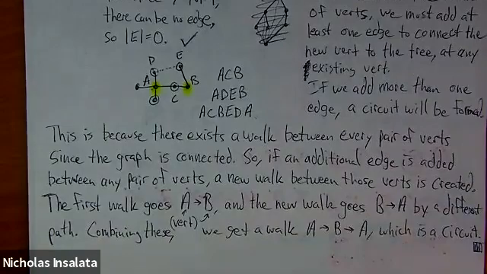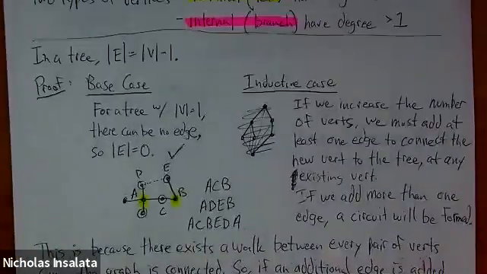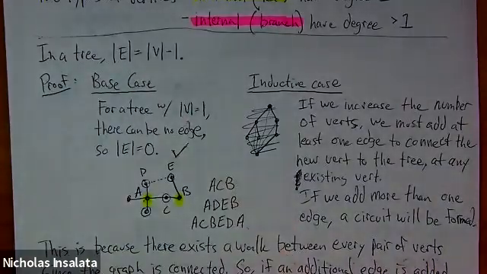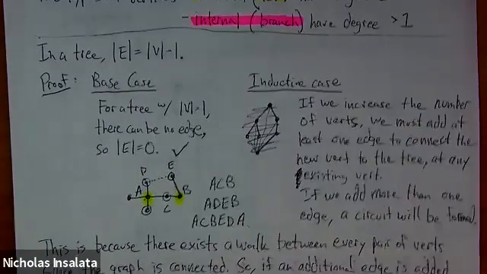So there's my proof. Every tree has exactly n minus one edges no matter what. Well, what about a forest? How many edges does a forest have?